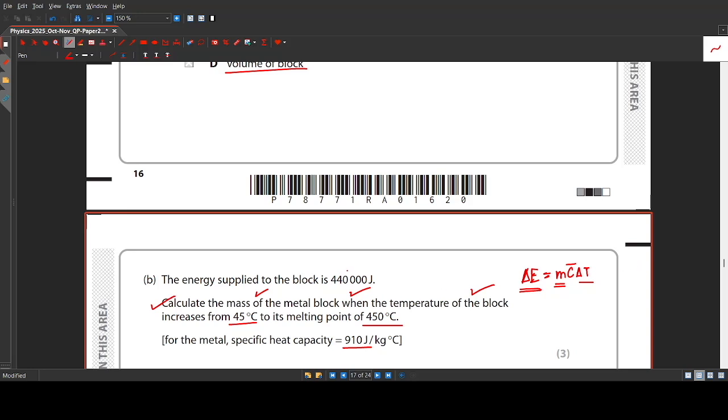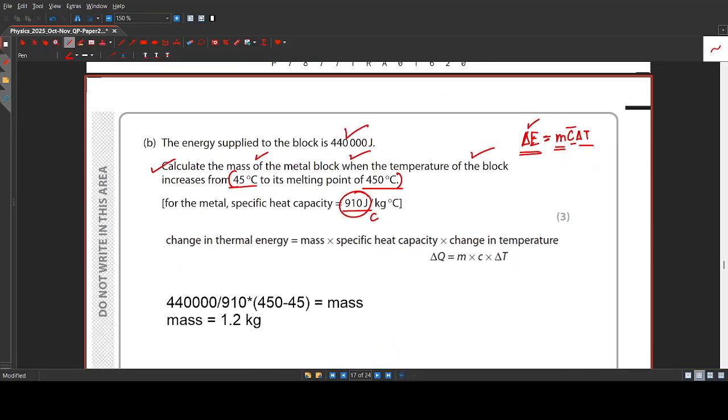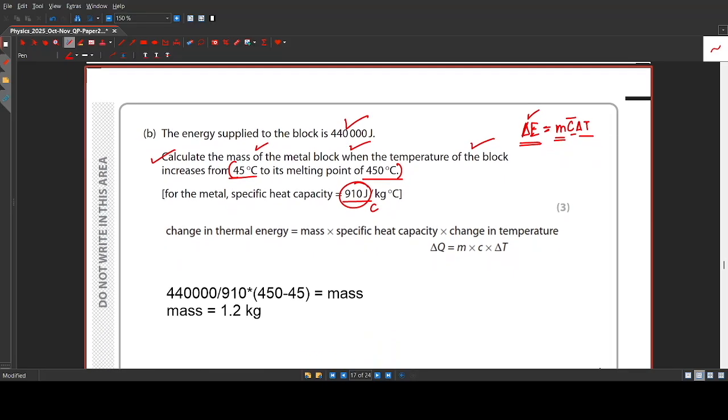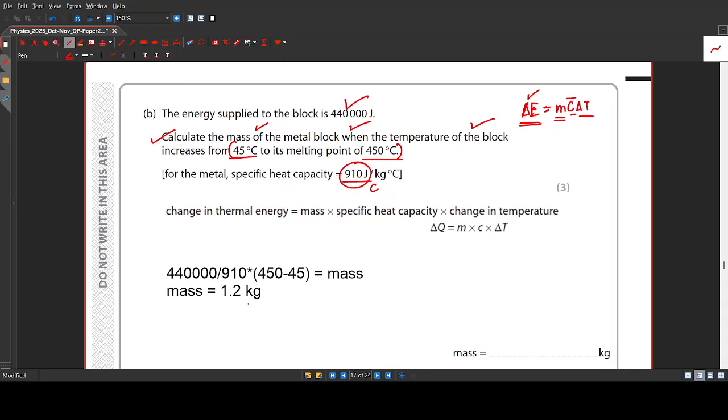So we know the energy supplied, we know the specific heat capacity, which is c, and we do know the change in temperature. That means we will have to calculate the change in temperature, which would be 450 minus 45. So we just have to make m the subject. We know the value for ΔT, we know the value for ΔE, we also know the value for c. So substituting them in the equation above and making mass the subject will give us a value of 1.2 kg. We will have to make sure the answer to this question is to two significant figures because all the figures used are in two significant figures.